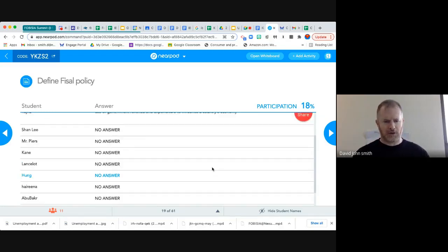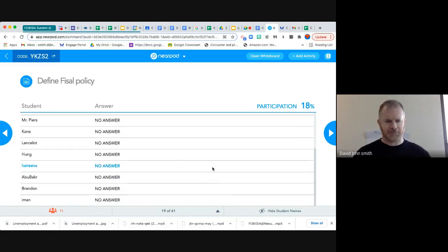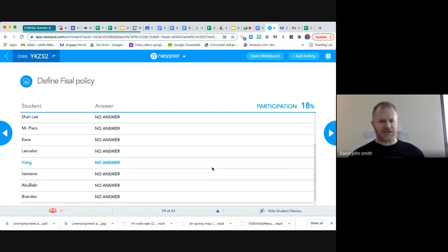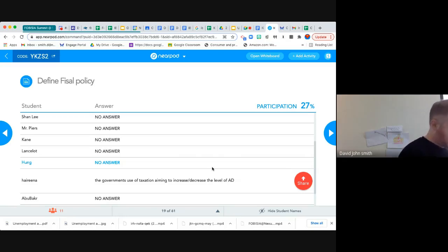A few more to have a go. Fiscal policy, what was it all about? What were the two parts to it, and what are they attempting to do with the fiscal policy?